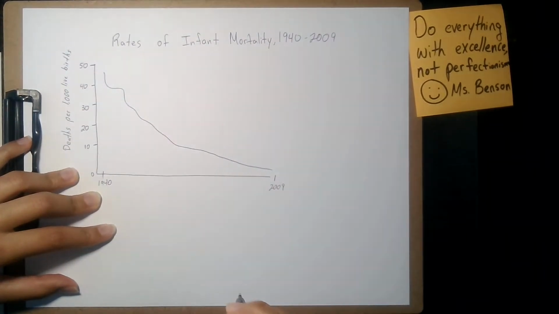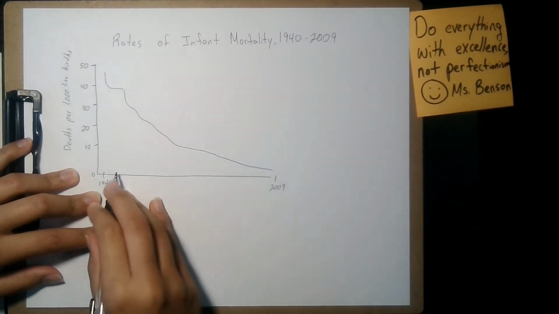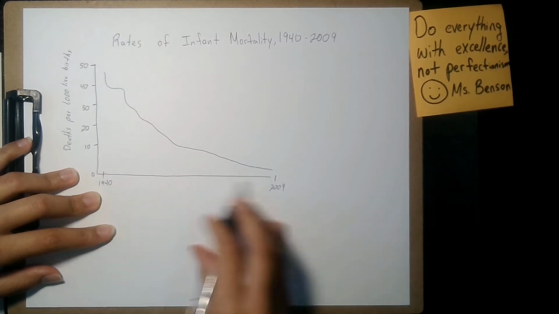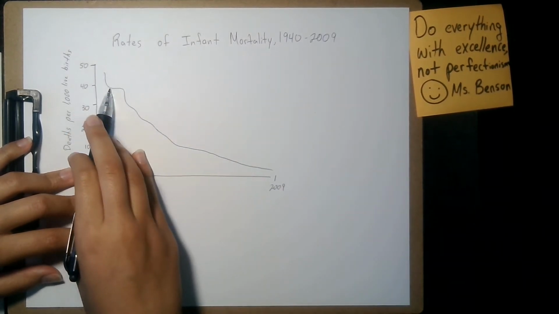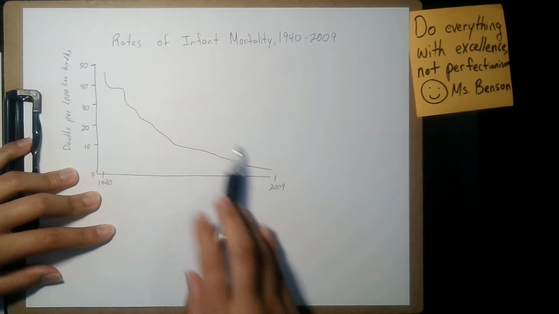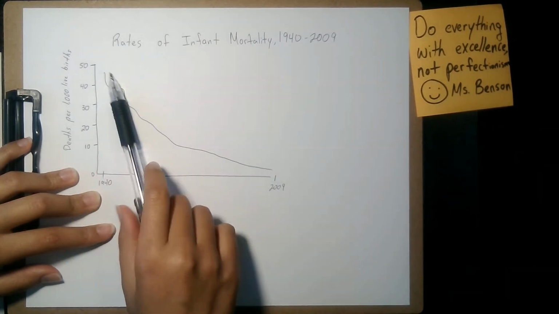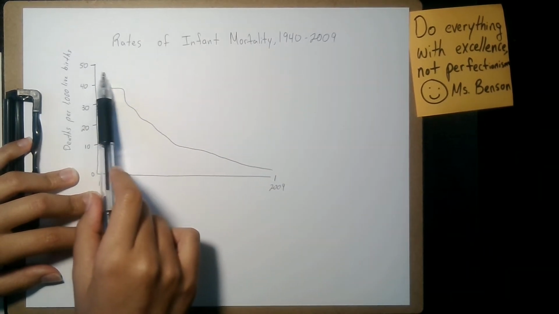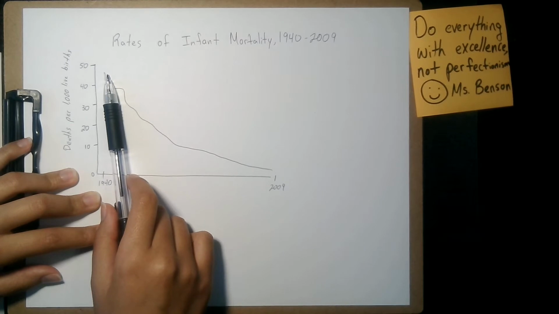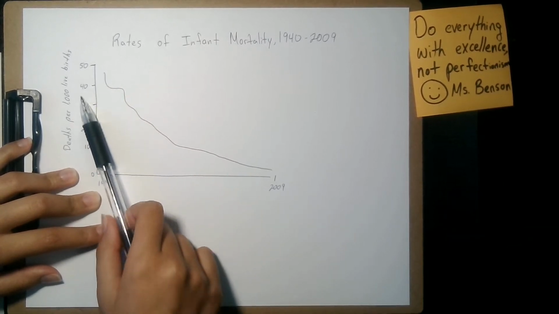Finishing drawing out the chart. And this graph is from the CDC. And it's saying that between 1940 to 2009, there has been a decline in rates of infant mortality. So in 1940, there was around, let's say, 45 deaths for every 1,000 babies that managed to be born.